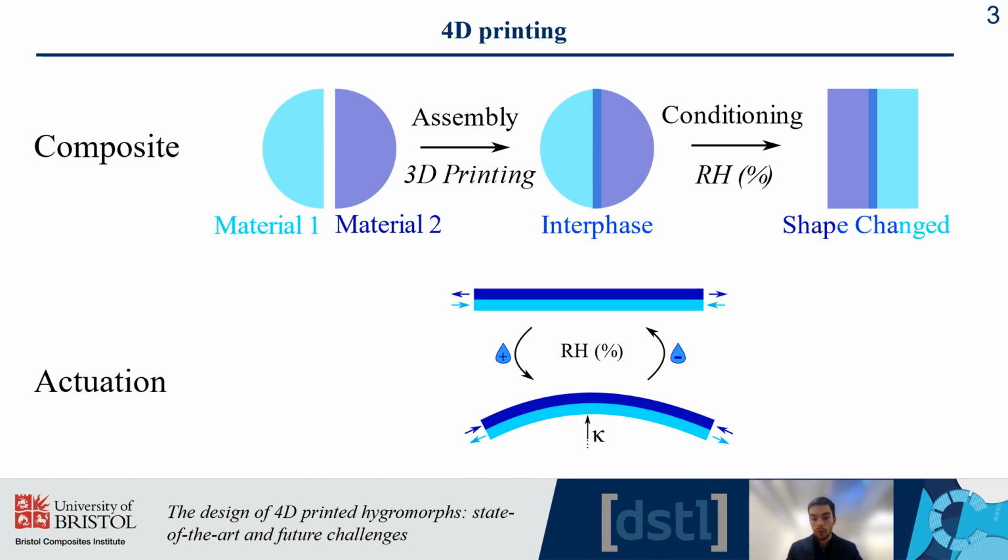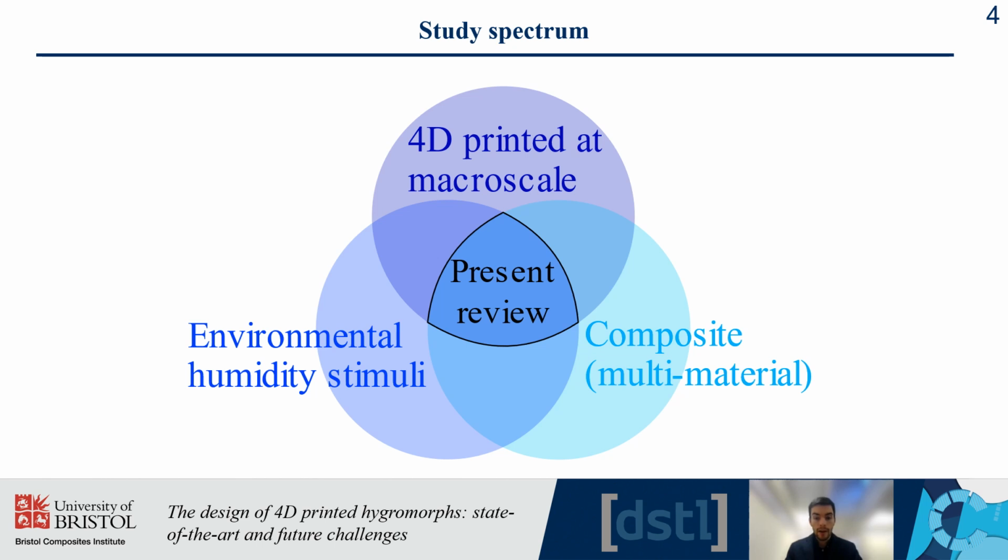Basically most structures which respect this definition are made of different layers with different humidity expansion coefficients, and therefore when these layers want to expand differentially, stresses are created at the interface of these different layers and therefore actuation. So to summarize, in this presentation I'm going to talk about 4D printed parts at macro scale, only composite materials, and environmental humidity stimuli.